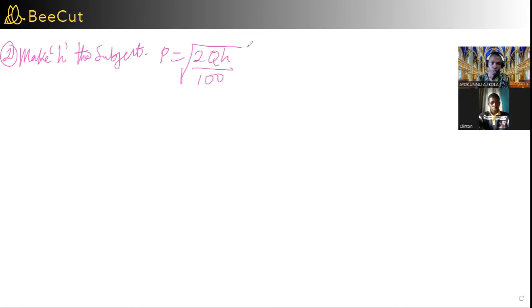So how do I do this? To eliminate the square root, I use a power of 2. That means I will power both sides. I'm going to say this square, then this square. So p becomes p square, then this power is going to cancel the root, and I'm going to have 2qh all over 100. Like I explained, the first thing to remove is the root, and the root has been removed. Now remains the 100, because the relationship between 100 and h is division.